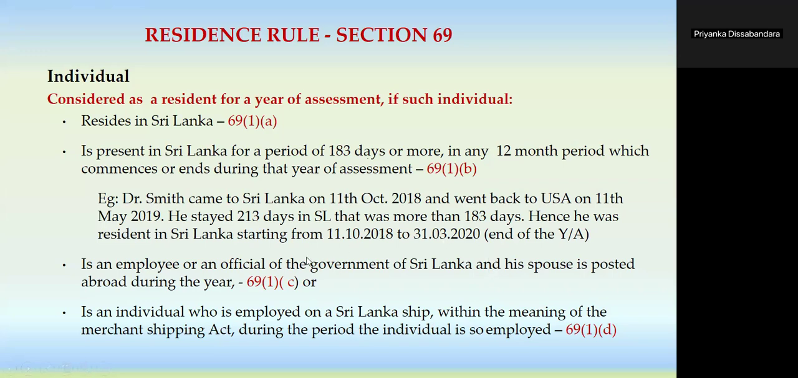And the next is the residual test. We have discussed two primary tests and the two residual tests. The first residual test, the first provision, is whether that person is an employee or an official of the government. If that person is an official of the government and he stays abroad, and that person's spouse also stays abroad, then we consider both as non-resident.